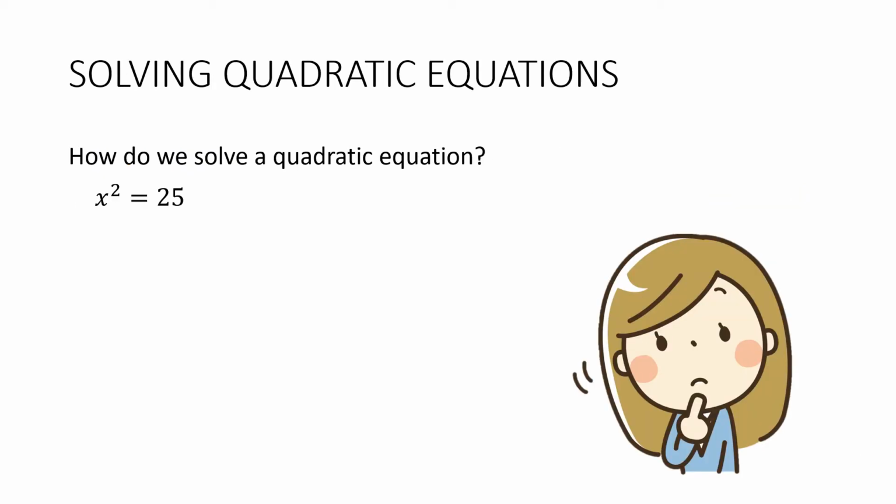Now how do we solve a quadratic equation? Here I've got x squared is equal to 25. When we're solving any equation, we want to get x by itself. So how do I do that?